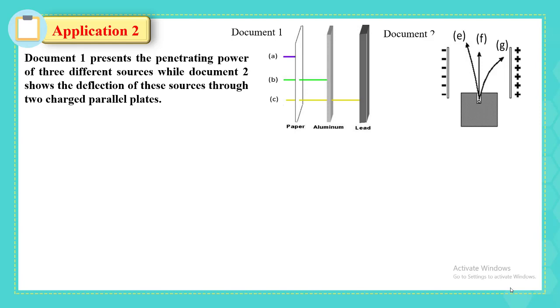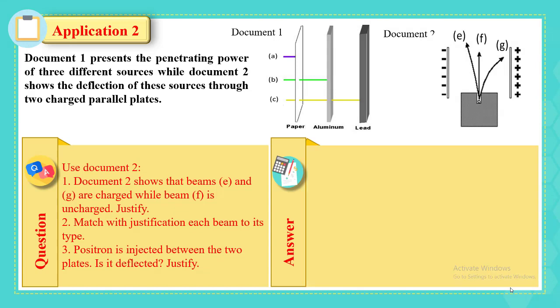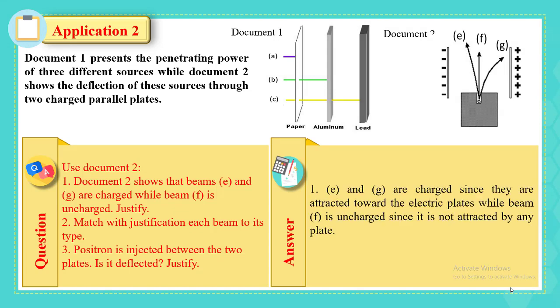In the first question, we have to justify why beam E and G are charged while beam F is uncharged. We can say that E and G are charged since they are attracted towards the electric plate, while beam F is uncharged since it is not attracted by any plate.